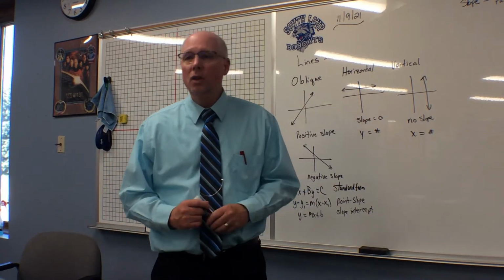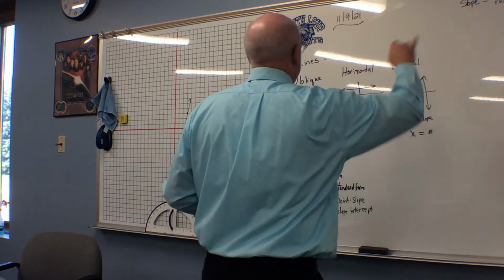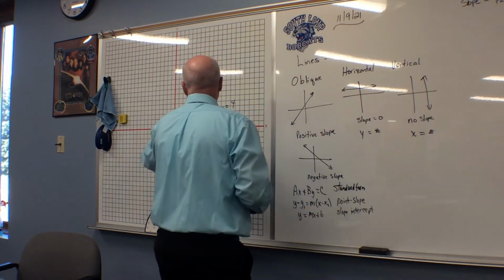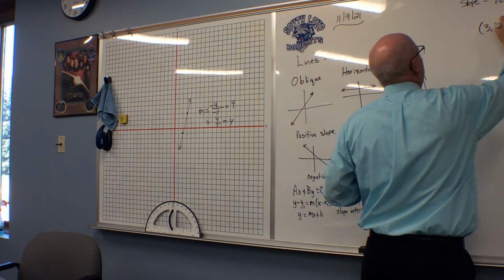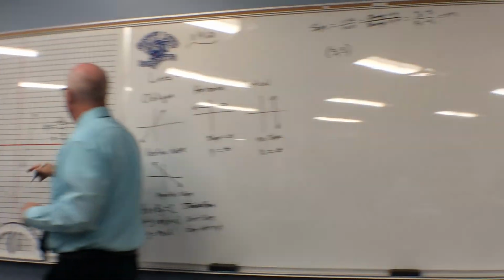Now let me give you another way to find slope using the change in y over change in x. This point here is 3, 3, correct? And that point there is 2 and negative 1.